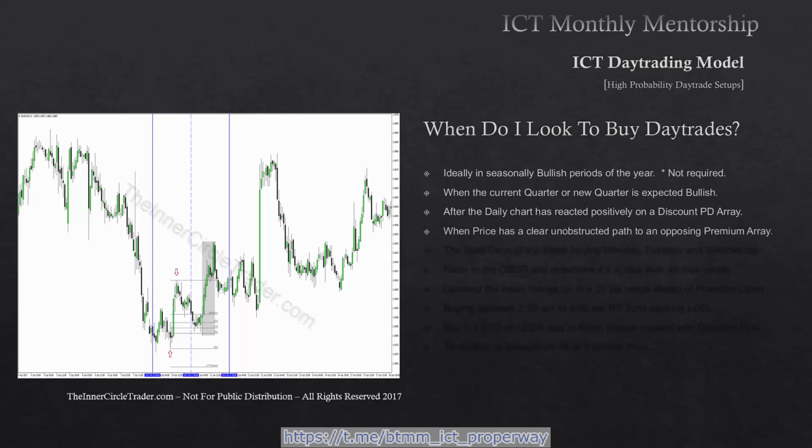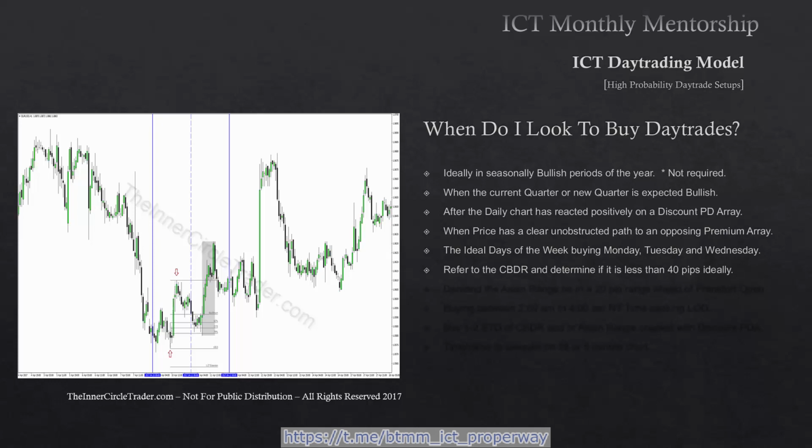When price has a clear, unobscured path to an opposing premium array. In other words, it's very easily seen what it would reach for above you presently. If you can't see it very easily, it's probably not going to be a high probability setup. The ideal days of the week for buying are Monday, Tuesday, and Wednesday.